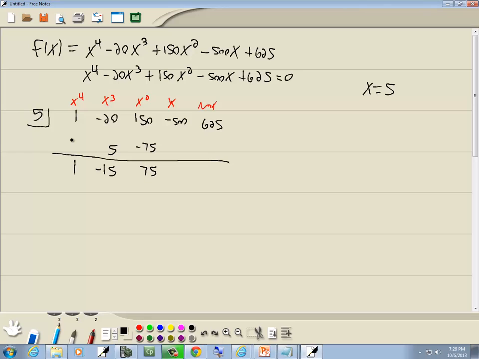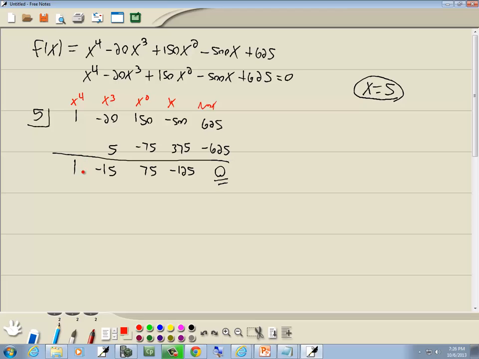Multiply. You always multiply the number in the box by the number you just put down there. That's 5 times 75, which is 375. Add. Negative 500 plus 375 is negative 125, I believe. Multiply. Number in the box by the number you put down there. 5 times negative 125 is negative 625. Add. 625 minus 625 is 0. So we got 0 there. That means that x equals 5 is our first answer. Whenever you get a 0 as a remainder, that's what that indicates.